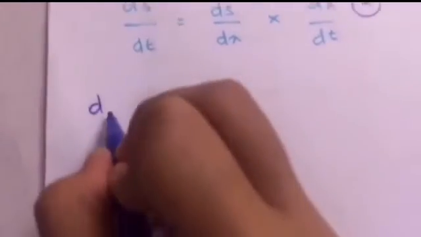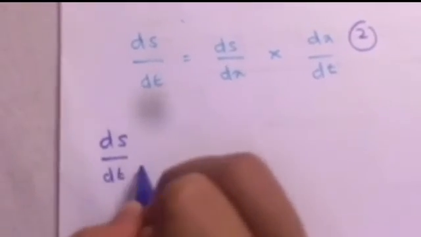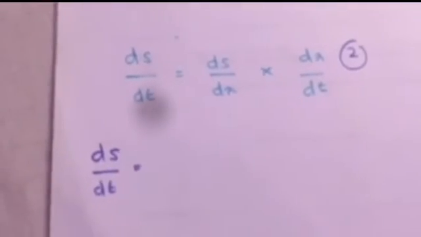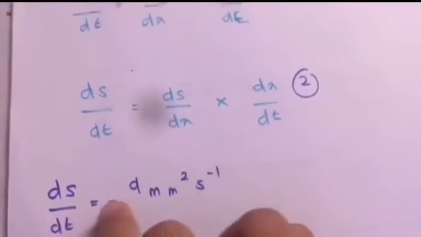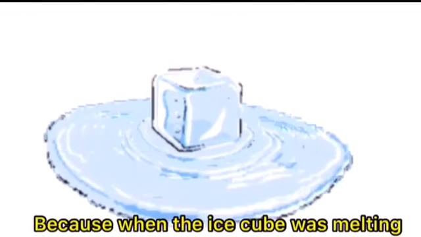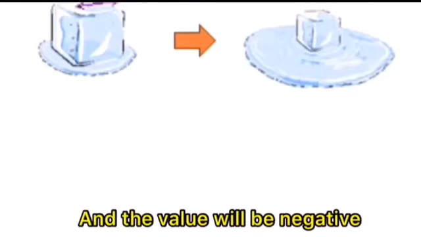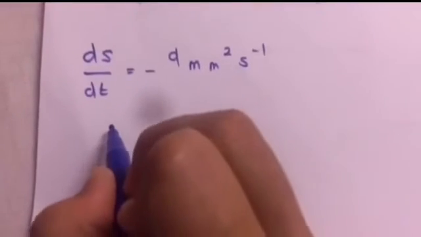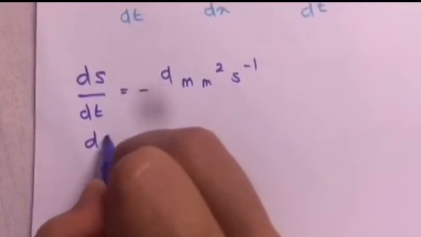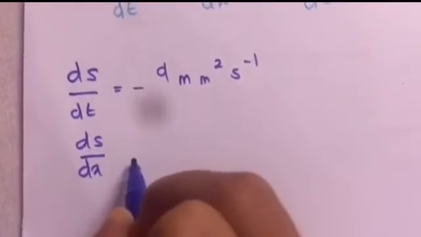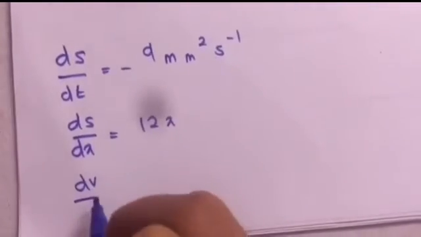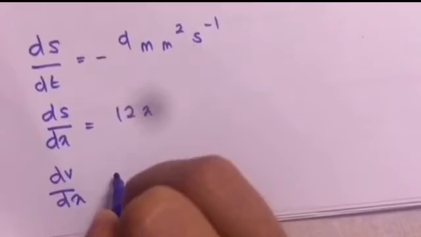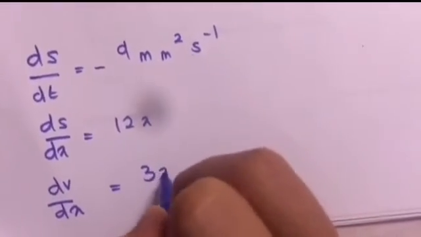ds over dt is 9 mm squared per second. It is negative, because when the ice cube is melting, the volume will decrease and the value will be negative. What we got is ds over dx equal to 12x, and dv over dx equal to 3x squared.